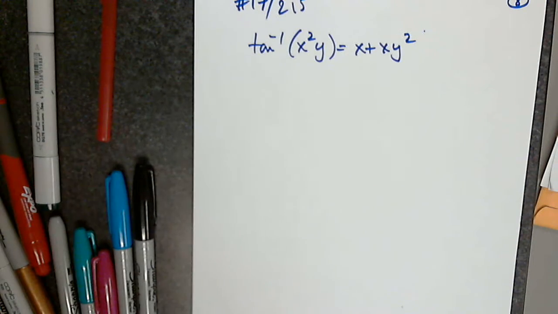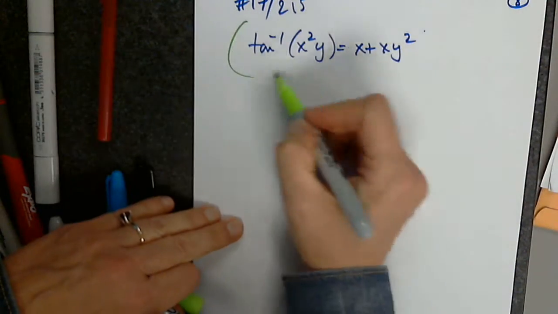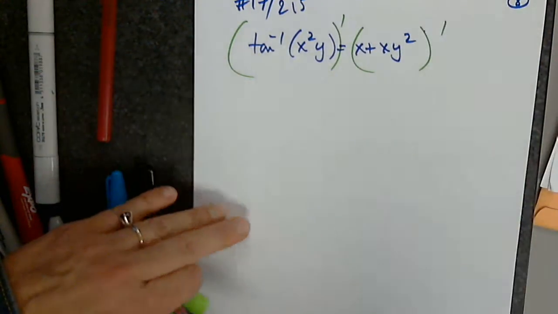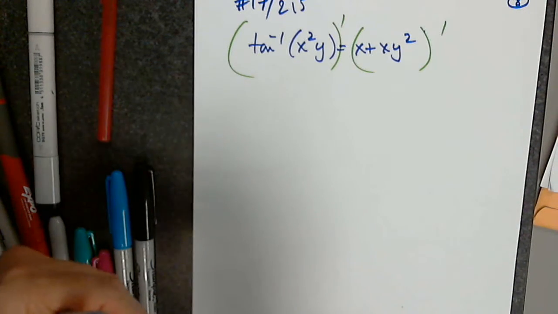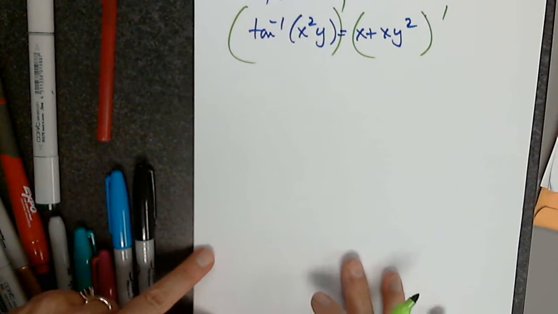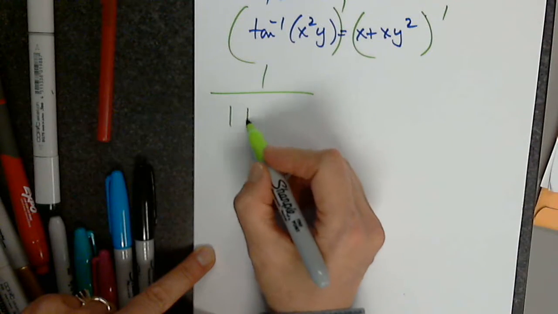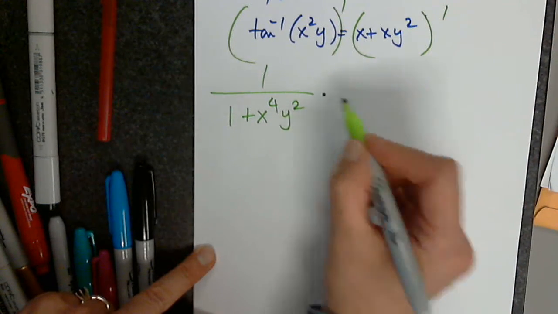Okay, so then suggestions here. Well, of course, the left-hand side and the right-hand side. The left-hand side: how do I differentiate the inverse of tangent? It's on our review sheet. 1 over 1 plus, in this case, x to the 4th y squared, times... Perfect.